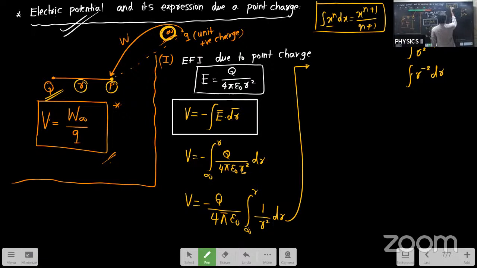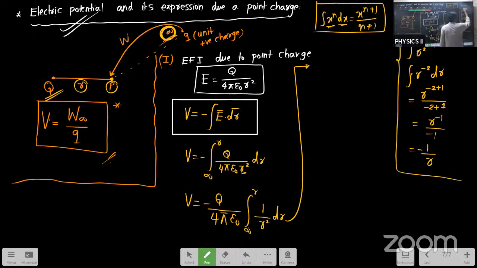Integration x power n dx is equal to x power n plus 1 divided by n plus 1. So in place of x, R is there. R power minus 2 plus 1 divided by minus 2 plus 1. So what will this become? R power minus 2 plus 1 will become R power minus 1, divided by minus 2 plus 1, which is minus 1. So our final answer will become minus 1 divided by R. I hope you are getting this. You are not supposed to write this in your examination. I have just explained how we are getting integration 1 by R square dr as minus 1 by R.